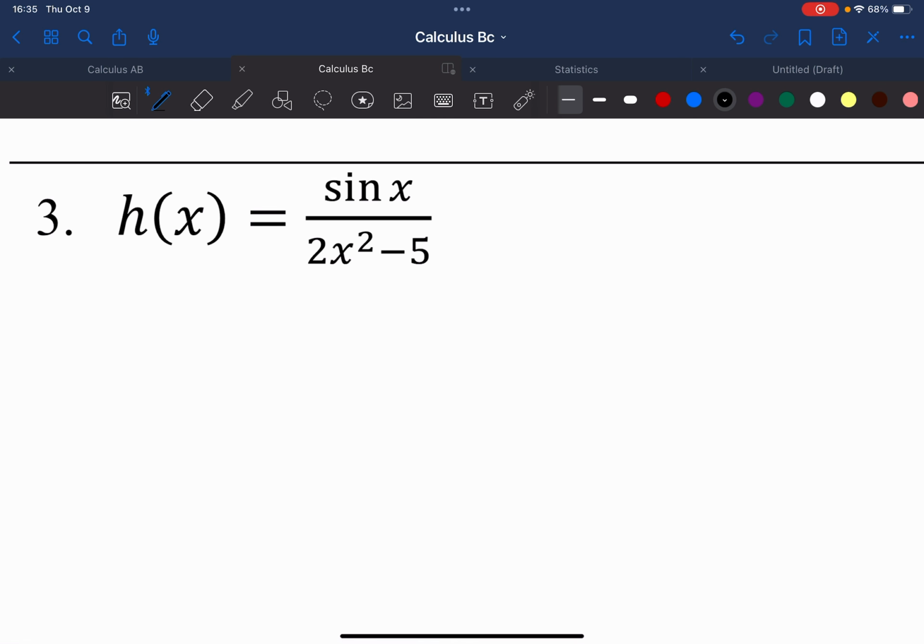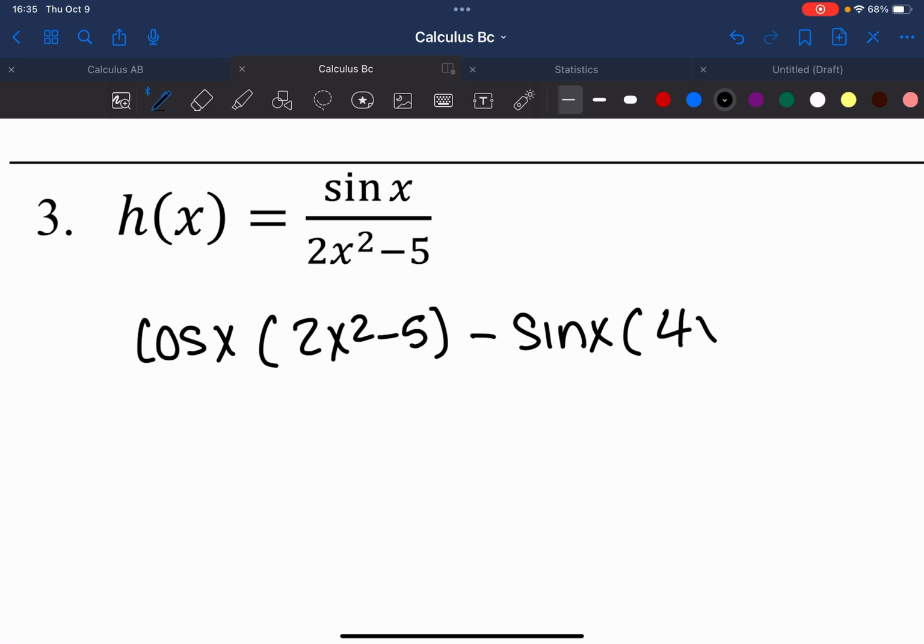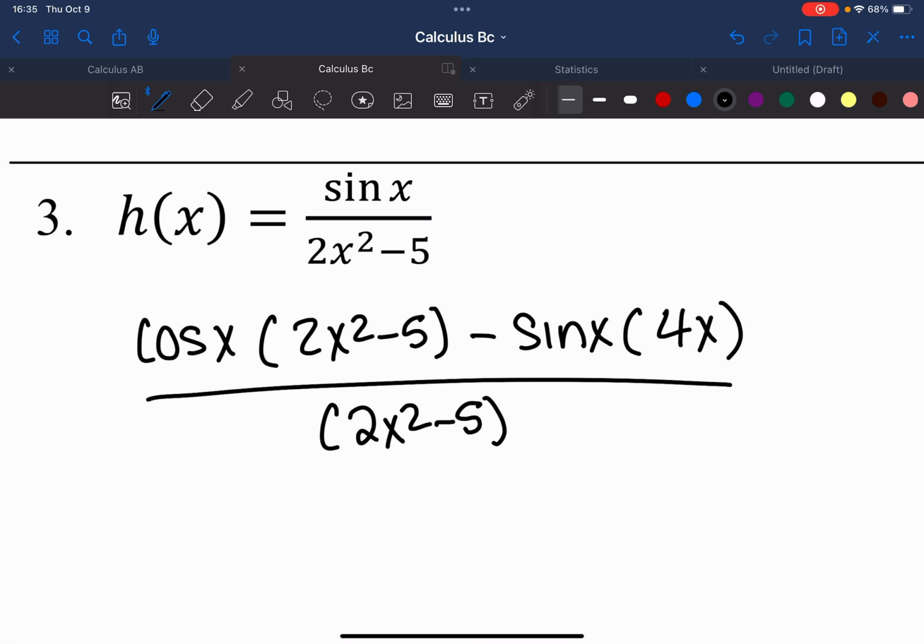Okay, the derivative here, I take the derivative of the top, which is cosine. So I do cosine x times 2x squared minus 5 minus sine x times 4x, all divided by 2x squared minus 5 squared.